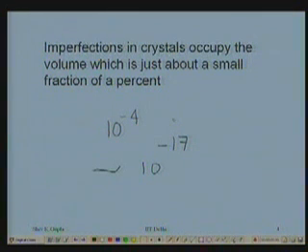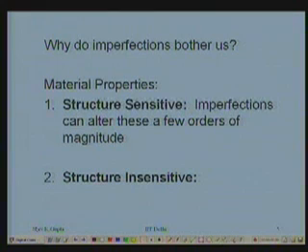If such a small volume, as I said earlier, as engineers we are interested in the working of the material, not in the rigors of these properties. So, why am I concerned about such small volumes of imperfections in the crystals? I am concerned because there are properties of the material which are sensitive to the structure. The material properties in general can be classified into two kinds. One is structure sensitive, that is why I am worried. In this, the imperfections can alter the value of the property by a few orders of magnitude.